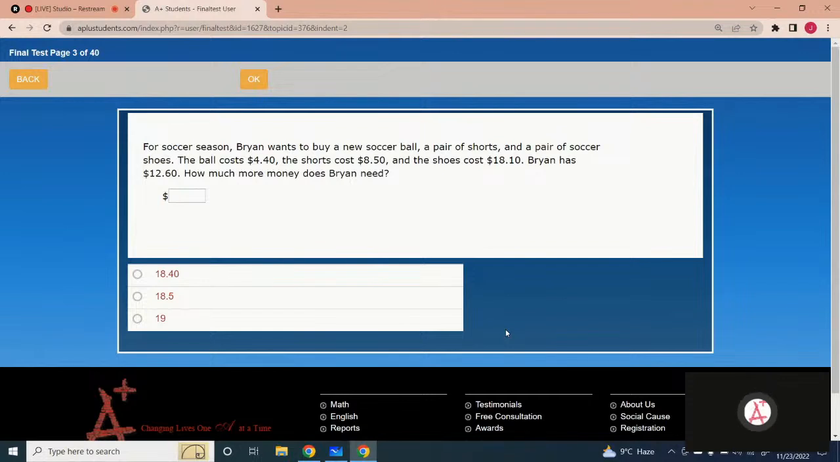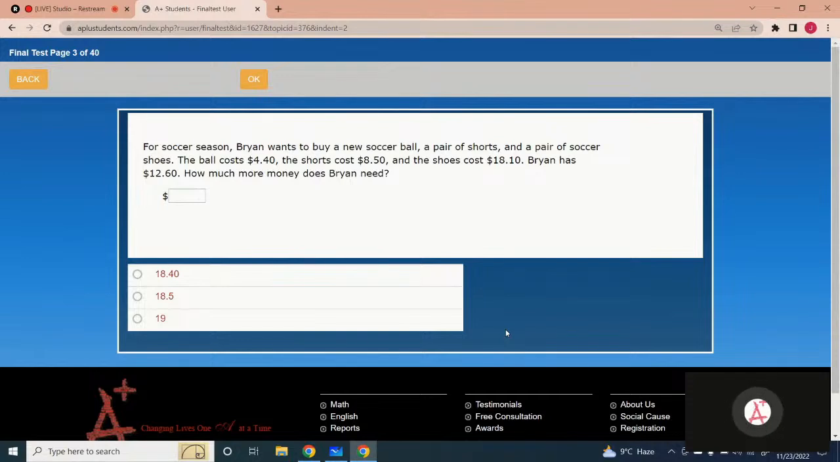For soccer season, Brian wants to buy a new soccer ball, a pair of shorts, and a pair of soccer shoes. The ball costs $4.40. The shorts cost $8.50 and the shoes cost $18.10. Brian has $12.60. How much more money does Brian need?